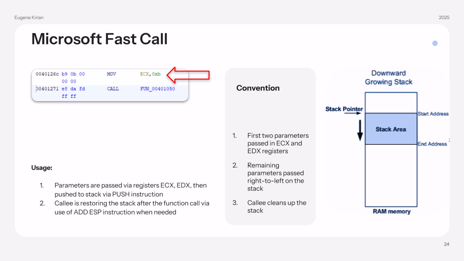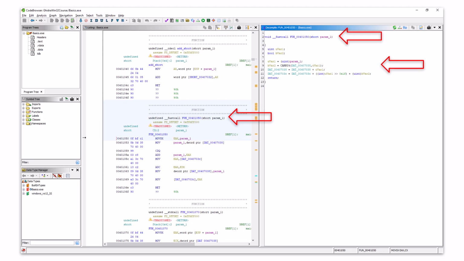When using Fast Call, the first 2 parameters are passed in the ECX and EDX registers. This allows for quick and efficient access to these parameters. Any additional parameters are then passed on the stack, pushed from right to left, using push instruction. Once the function call is complete, the callee is responsible for cleaning up the stack. Let's look at the function itself. Again, Ghidra properly identified the calling convention and applied Fast Call attribute to the function.